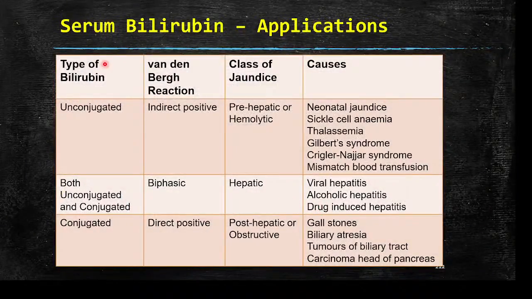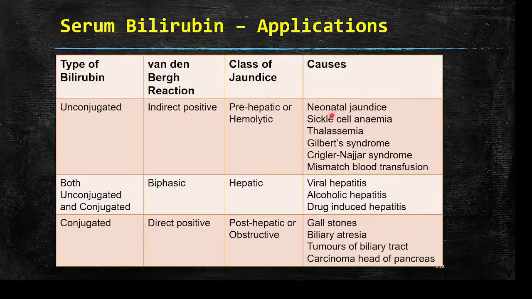Okay, so what is the significance or application of this Van den Bergh's test? For unconjugated bilirubin, the Van den Bergh reaction is indirect positive. That is, as soon as you add Van den Bergh reagent, it does not give color, but on addition of methanol, it gives color. So it is indicative of prehepatic or hemolytic jaundice. This is mainly because of breakdown of RBCs.